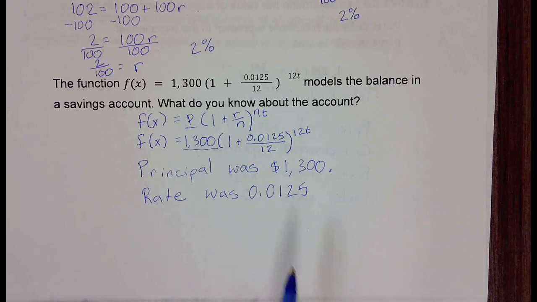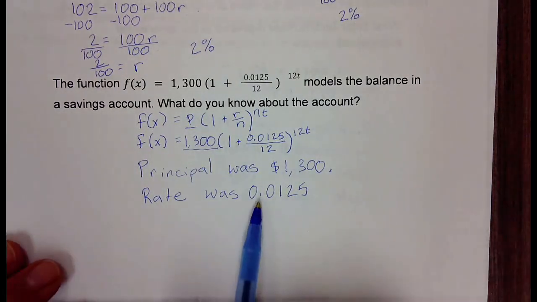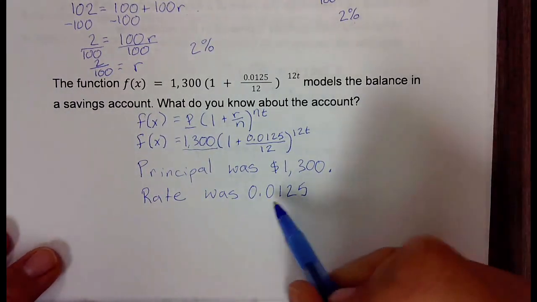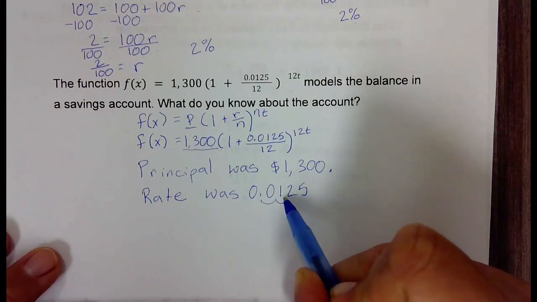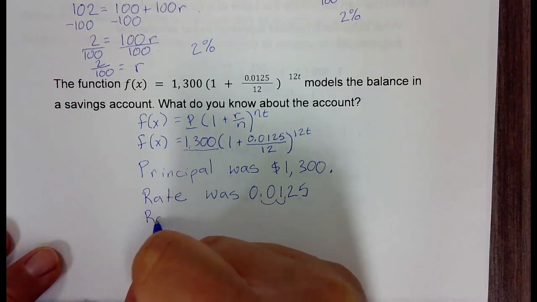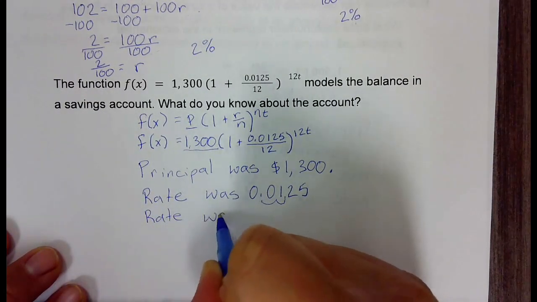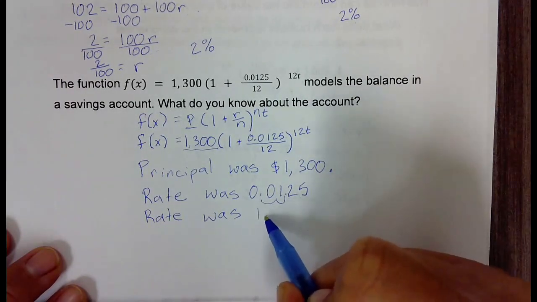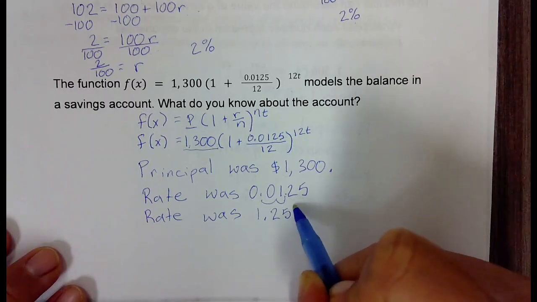Now, I don't want to express my rate as a percent when I'm calculating. I want to have my rate as a decimal. But when I'm talking about it, I want to have my rate as a percent. Remember, to change a decimal into a percent, I'm going to move my decimal point over 2 places and add that percent sign. So the rate was, my new decimal point is here, 1.25%.